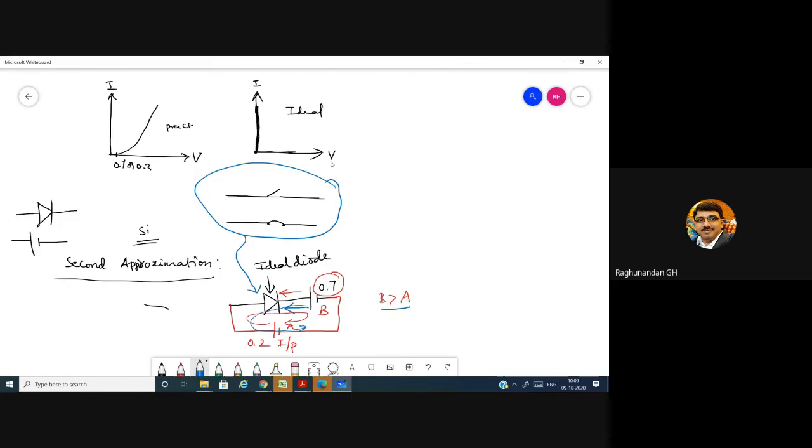But when A becomes greater than B, that means instead of 0.2, let us assume that we are having 0.8. How are the two batteries A and B connected? In opposite direction? I mean, do they get added up or do they get subtracted? See, I've just written the battery. This is B, this is A. Positive is connected to positive, negative is connected to negative.